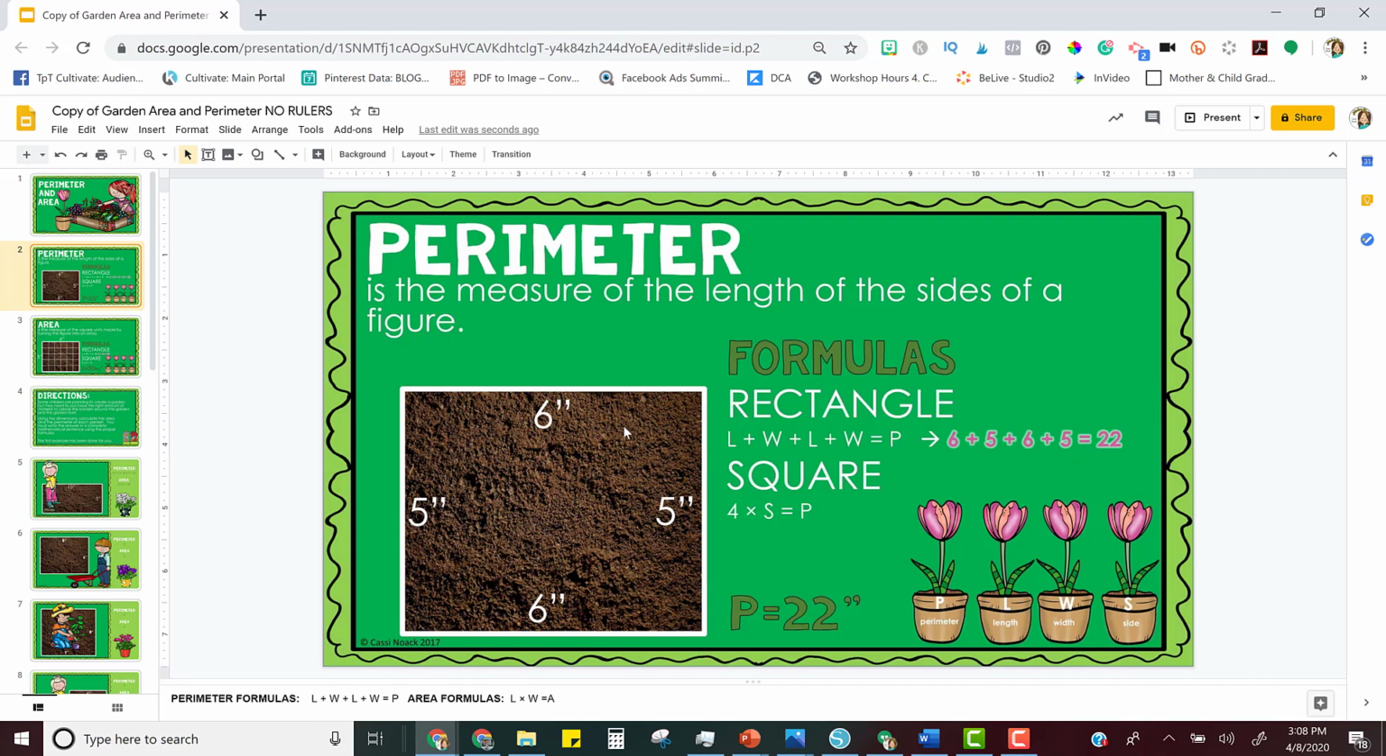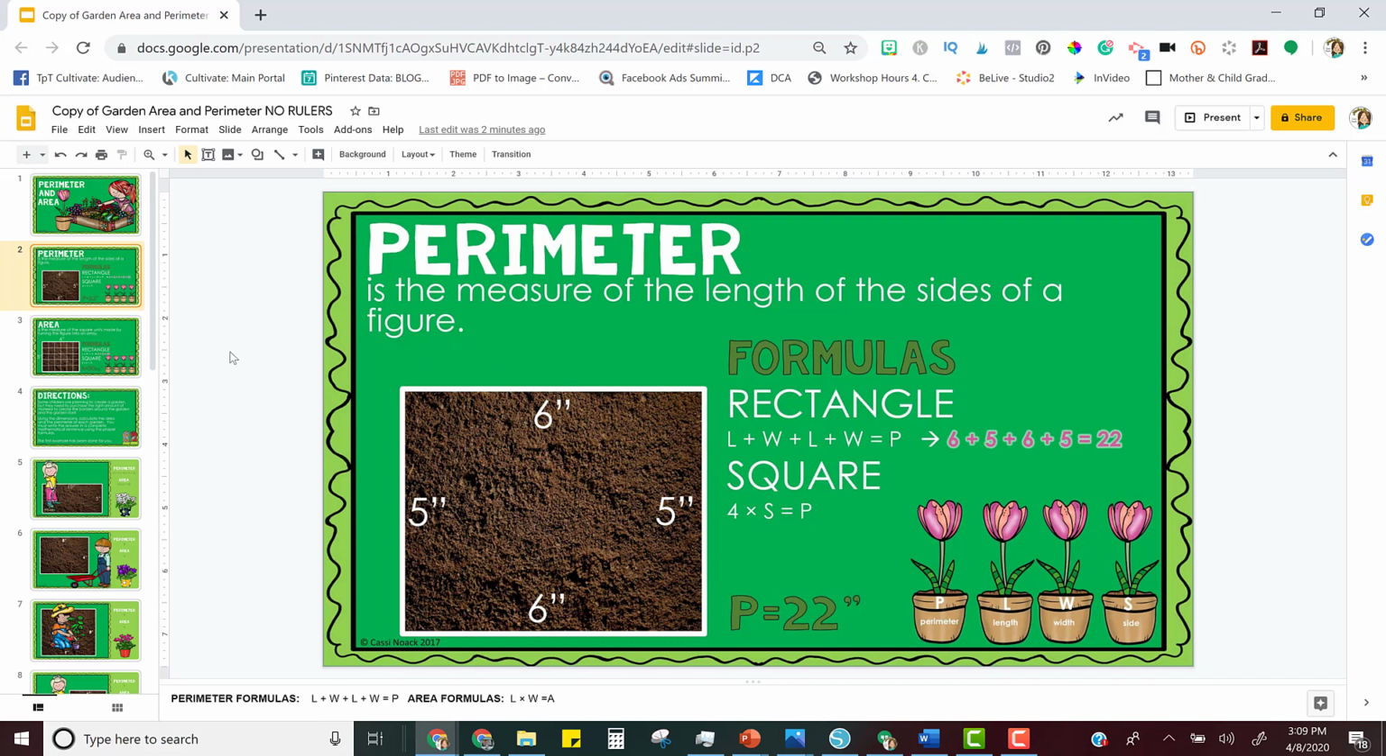So the length was 6 and the width was 5, so we had to add 6 and 5 and 6 and 5. Now if this was a square, you could take one of the sides and multiply it by 4. And that's because multiplication is repeated addition. It's just like adding up all 4 of the sides.